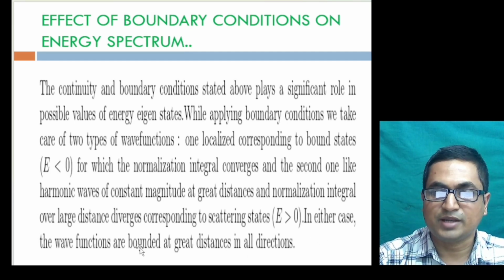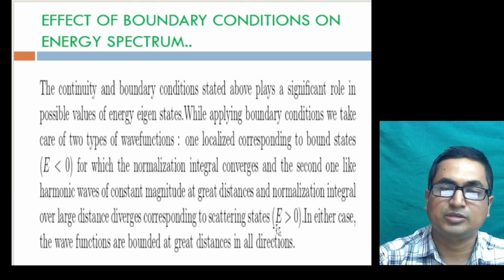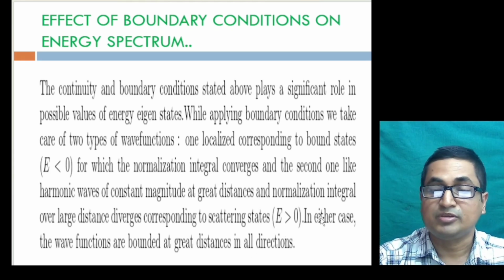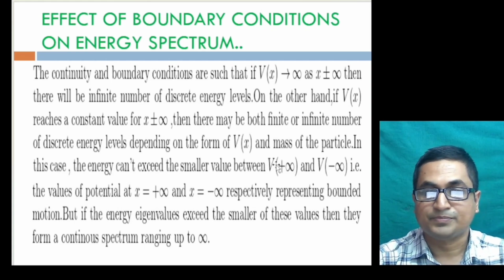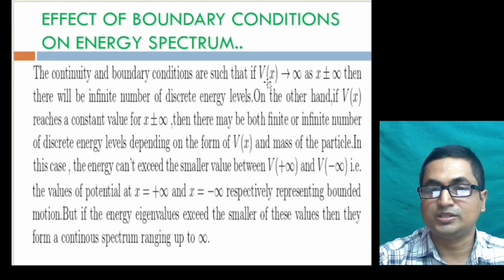Also in either case, the wave functions are bounded at great distances in all directions. That means the wave function will be vanishing at the boundaries where the potential is infinite. And this is what is spoken of here: V(x) tends to infinity as x tends to infinity. Then definitely there is an infinite number of discrete energy levels.